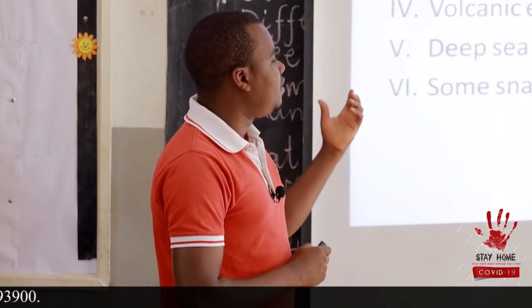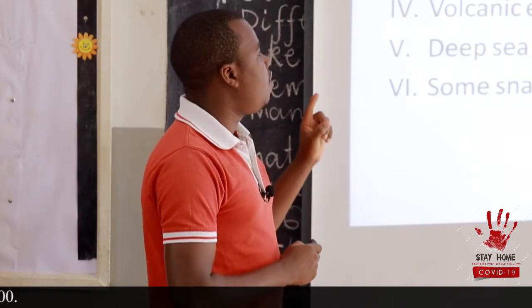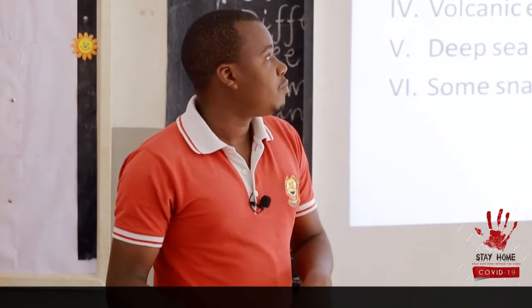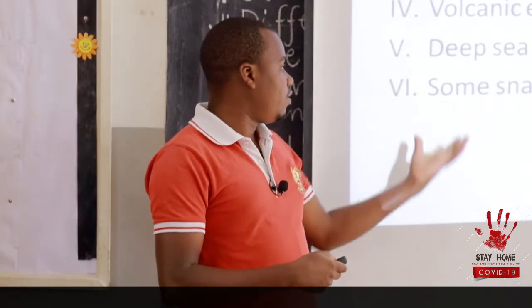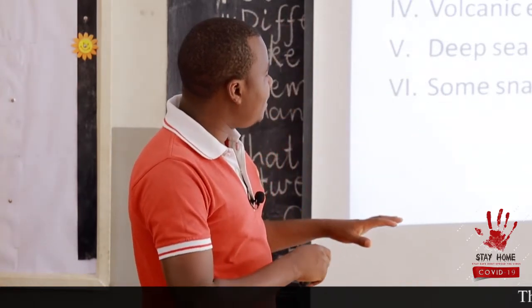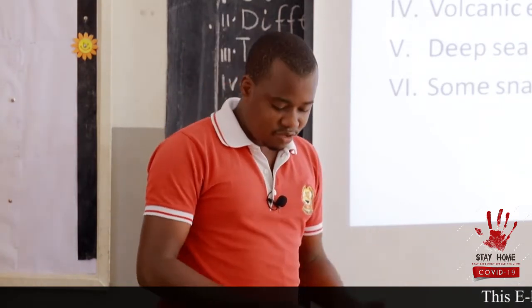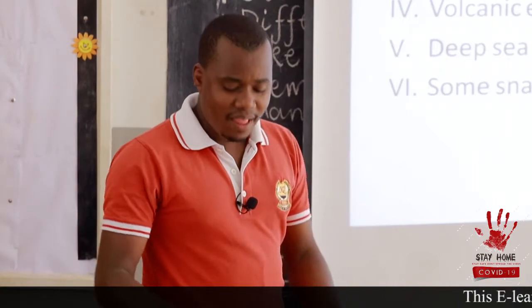Then besides these, that's where we can now put the sun also, because it is natural. Because we had talked about the sun, that's why I have not included it here. But the sun is also part of these ones, because it is also a natural source of light. Let's move.